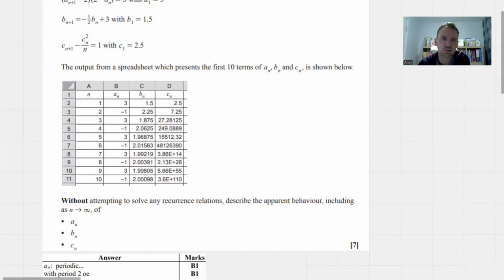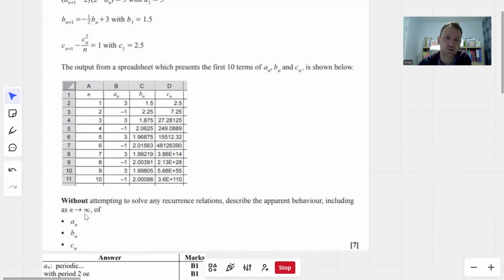And then the extra detail we can give here is the period it has, how often it repeats. It has a period of 2 because it repeats every 2 terms. So that was where your second mark was coming from in describing the an sequence. There's not a lot to say as n tends to infinity on the an sequence because it's just going to continue repeating. You might want to say it just to make sure you've covered yourself, but you didn't need to in this case.